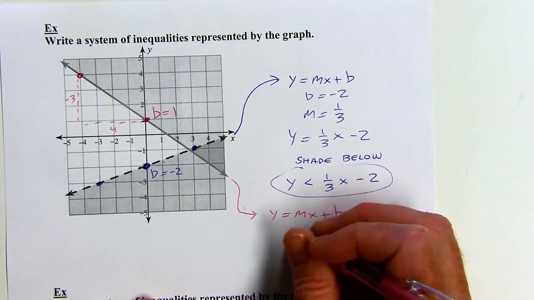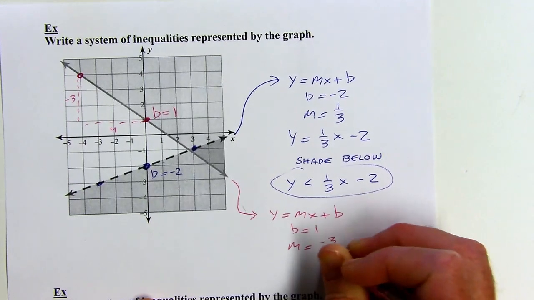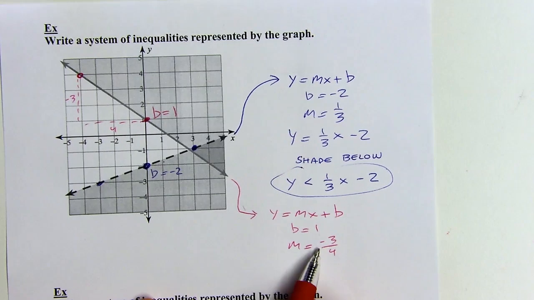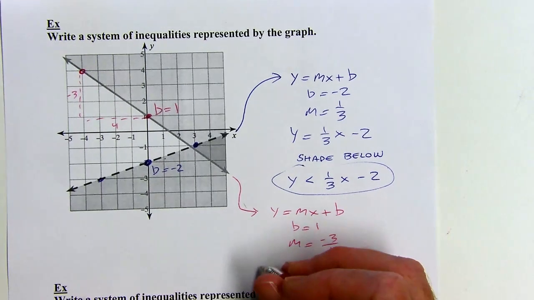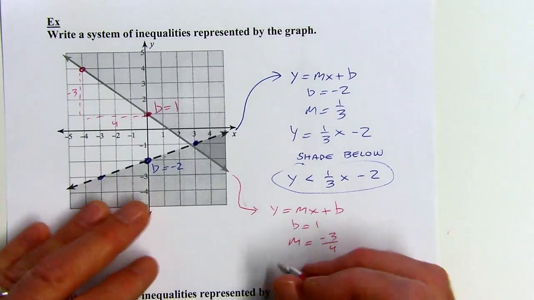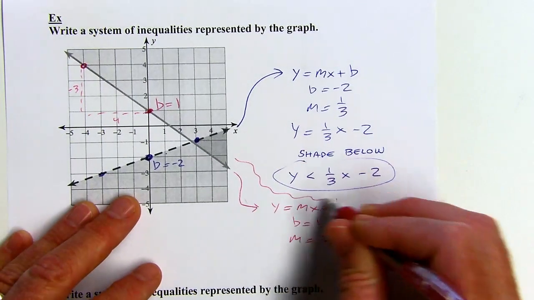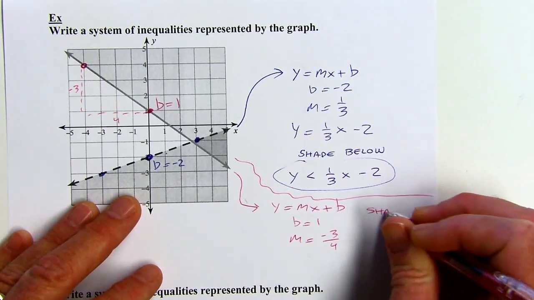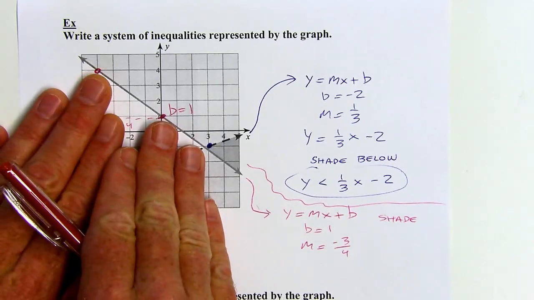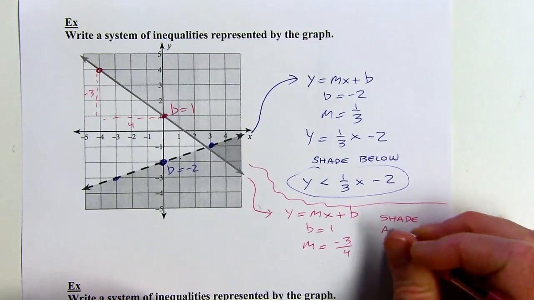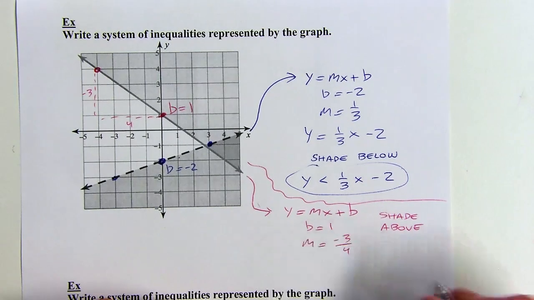Okay, so I've got y-intercept at 1 and a slope of negative 3 over 4. You can put the negative in the middle or on the bottom, it doesn't matter. Okay, but now I can plug everything in. So this one, let me separate this out a little. This one we're shading above this line, right? If you look at that, that one's shaded above. So that tells me I've got a greater than symbol, okay?